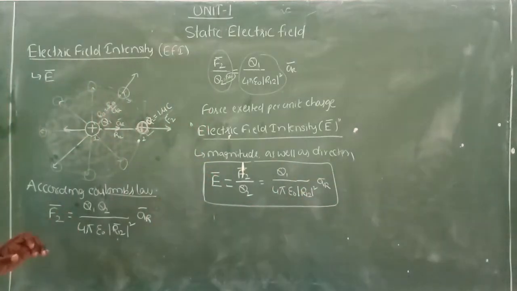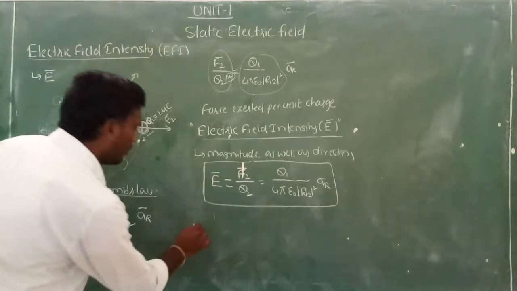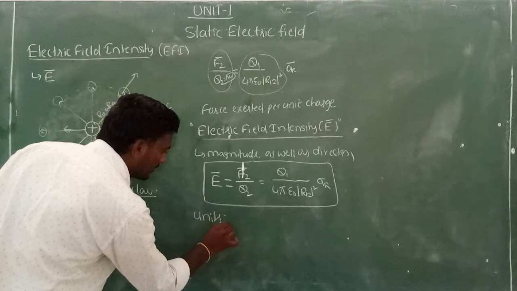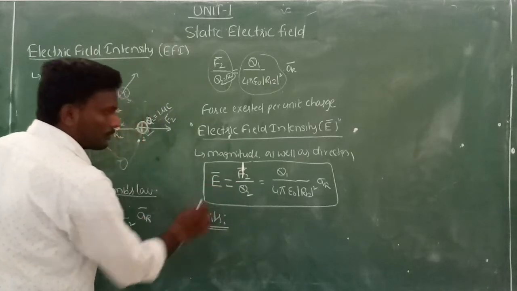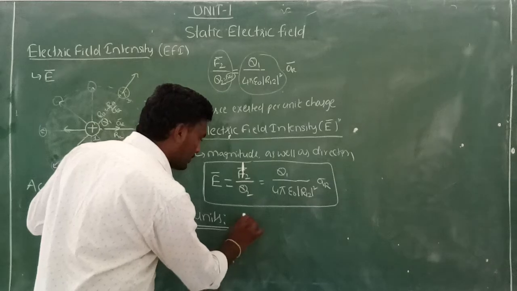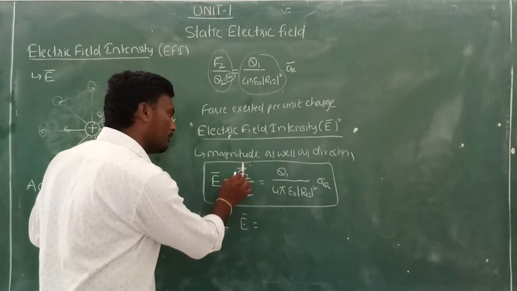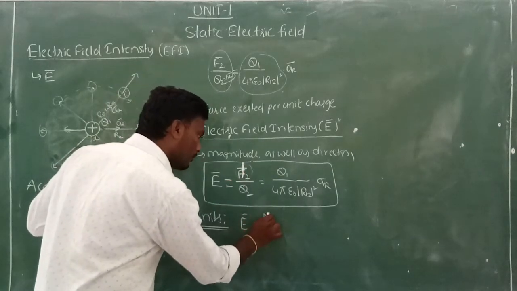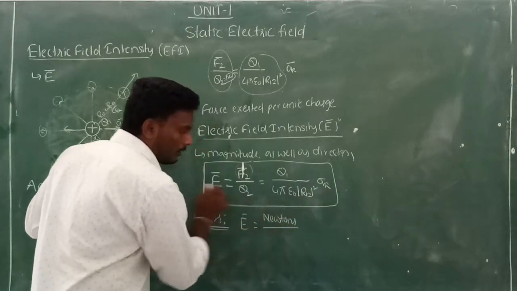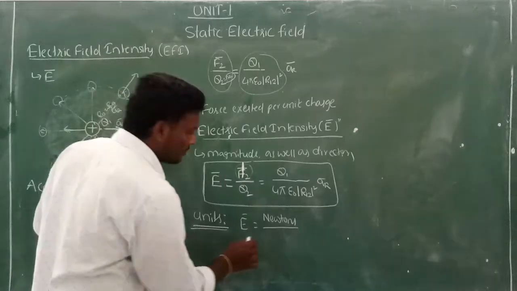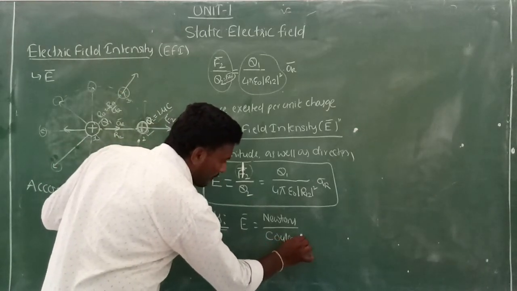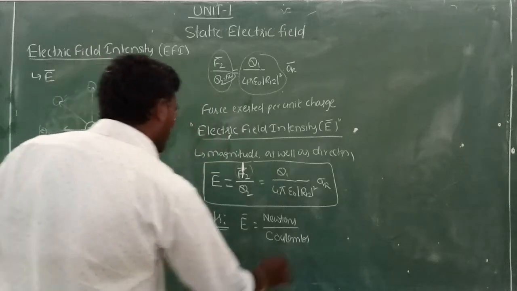Okay? Understand? Yes. So now write the units for electric field intensity. What are the units for electric field intensity? From this expression, E bar is equal to force over charge. Units of force are newtons, and charge units are coulombs. So the units of electric field intensity are newton per coulomb.